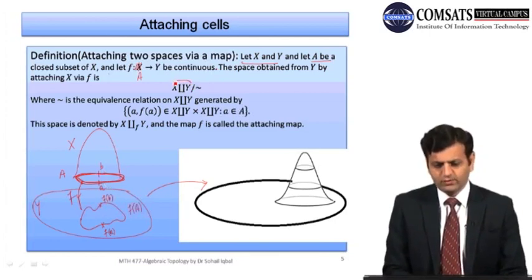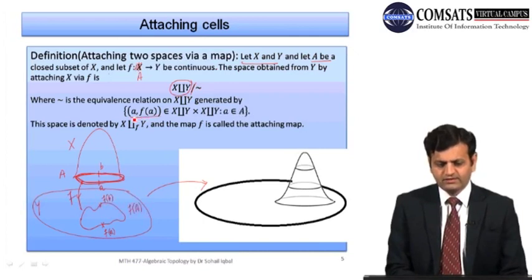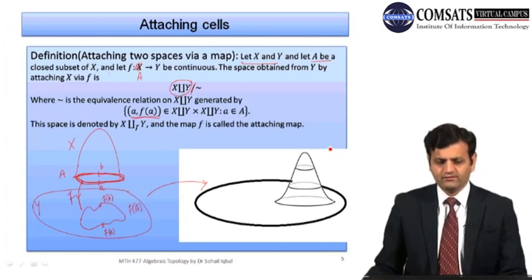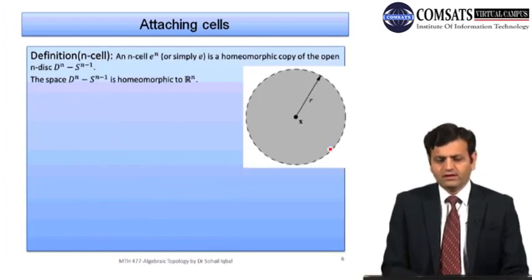We take the co-product of X and Y, and then we take its quotient by an equivalence relation. What are these equivalence classes? The elements a and f of a are equivalent to each other. In other words, a and f of a are the same because we are taking the quotient with this. That's how we define it precisely, and that's how we attach a space X to the space Y using this map f.